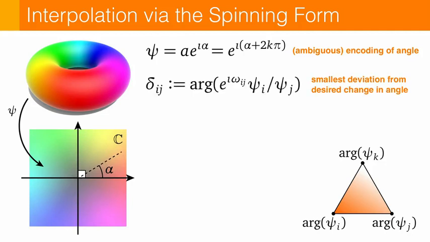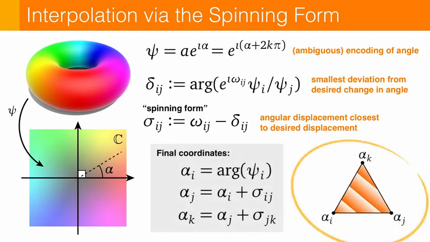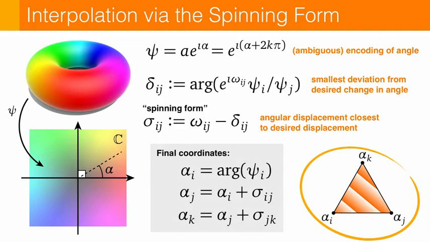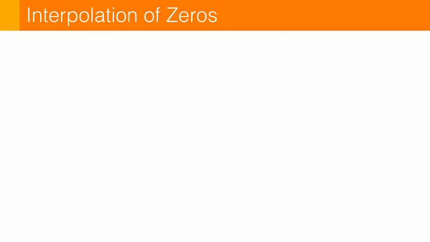So what we do instead is along each edge, we measure the smallest difference between the angle we wanted and the angle we actually achieved. We call that delta. And then we define what we call the spinning form sigma, which is the angular displacement closest to our target angular displacement that explains the values we actually achieved. And so then if we increment the angles around the boundary of the triangle using the spinning form, we get a different set of coordinates that capture this possible spinning of the angle. So on the left, we see what we get with just the argument. We get all this nasty aliasing. And on the right, if we use the spinning form, we nicely resolve things into these fine grid lines. The same setup is going to help us interpolate the solution near singularities.